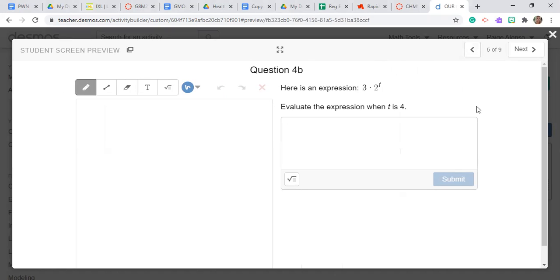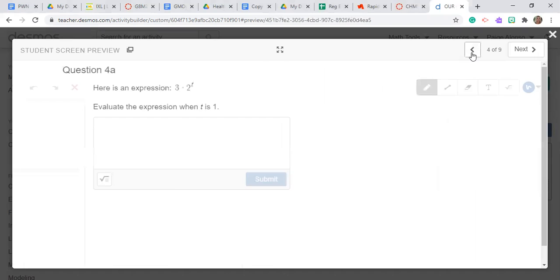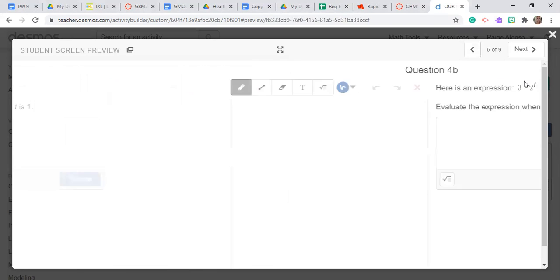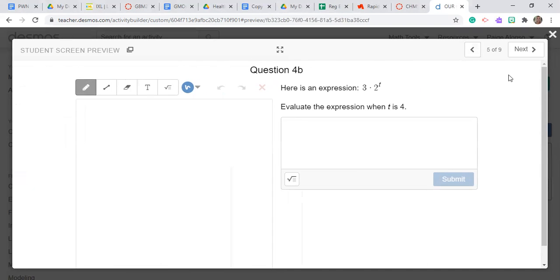Question 4b. Here is an expression, 3 times 2 to the power of t. Evaluate the expression when t is 4. Remember your order of operations for the previous question and this question. There's something that you need to do first here. Go ahead and pause and do the work.